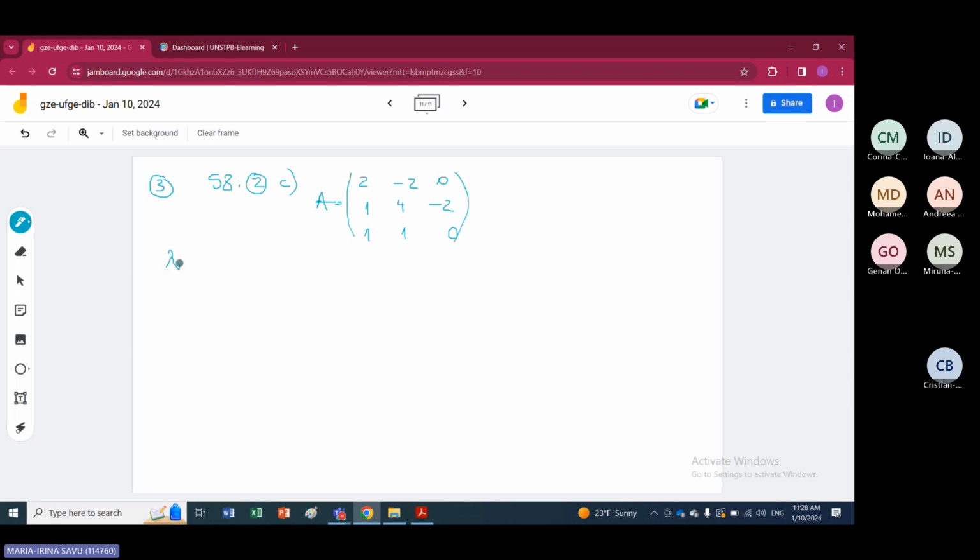The eigenvalues are lambda 1 equals... what did you find here? Lambda 1, lambda 2 and lambda 3 are all 2. Well, lambda 1 is 2 and has a multiplicity of 3.